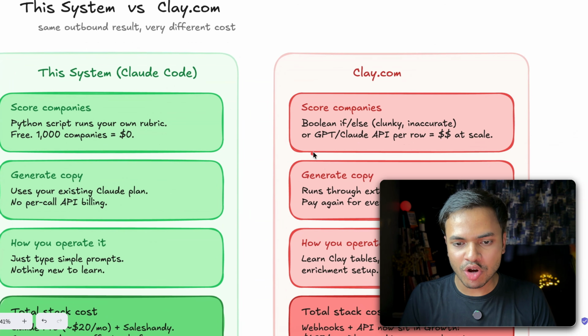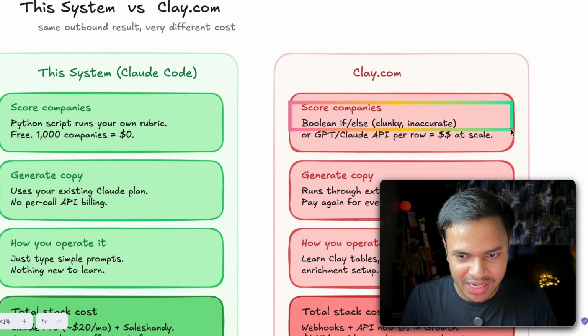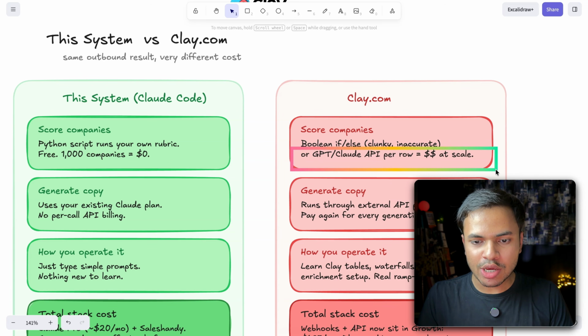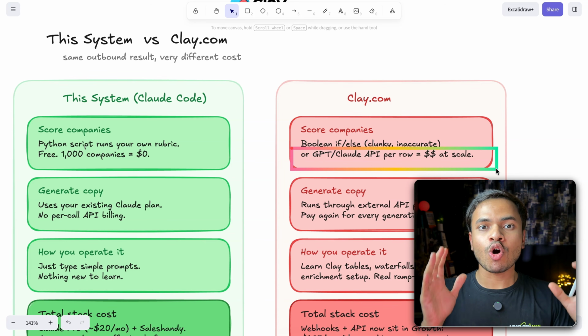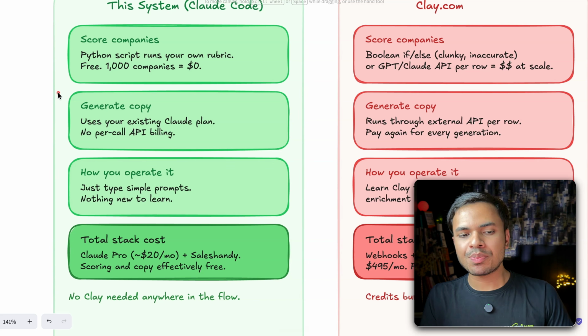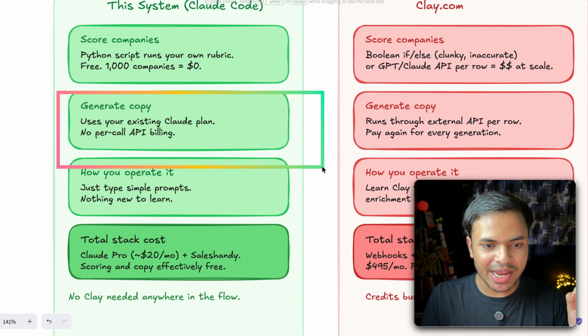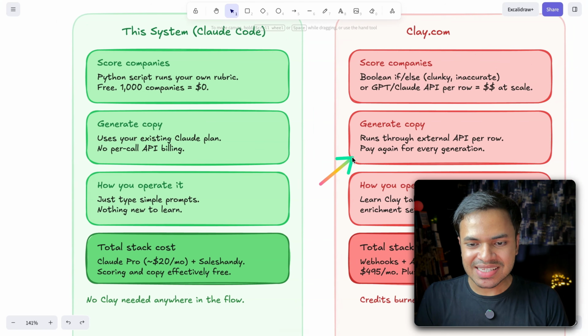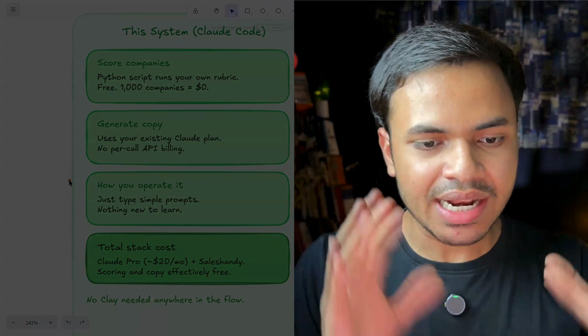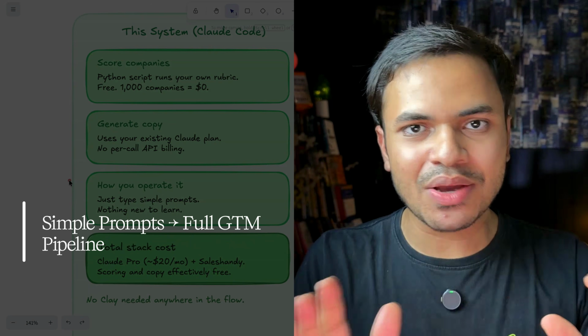Whereas in Clay, you have to apply those Boolean if and else conditions, and most of the time it is going to have inaccurate data, or you have to use the GPT or Claude API, which is going to cost you with every single API call. In a similar manner, when you are generating copies, you can use an existing Claude plan without any API billing, whereas in clay.com it will run through an external API per row and you have to pay every single time with each generation. And how you operate with our pipeline is just by using simple prompts.